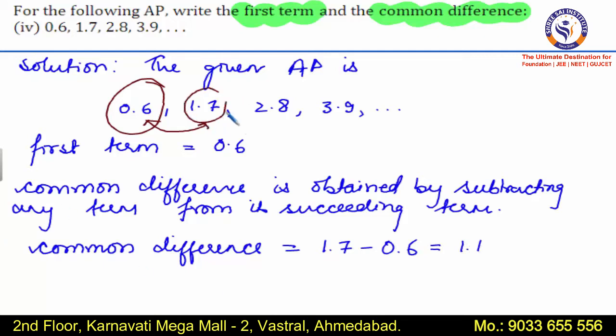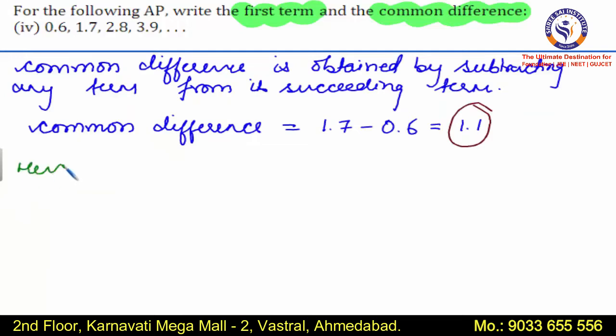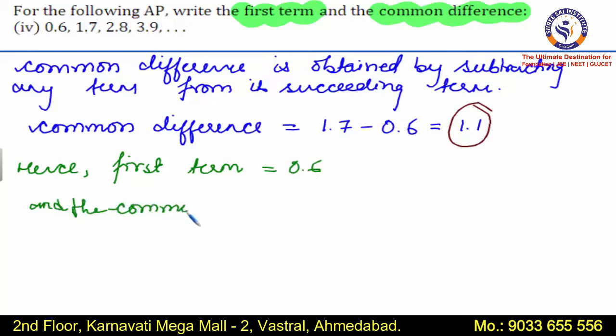Similarly, if we consider the term 1.7, then the term which succeeds 1.7 is 2.8, and on subtracting 1.7 from 2.8, again we get 1.1. Therefore, the common difference is 1.1. Hence, our answer is: the first term of the given AP is 0.6 and the common difference is 1.1. This completes the solution.